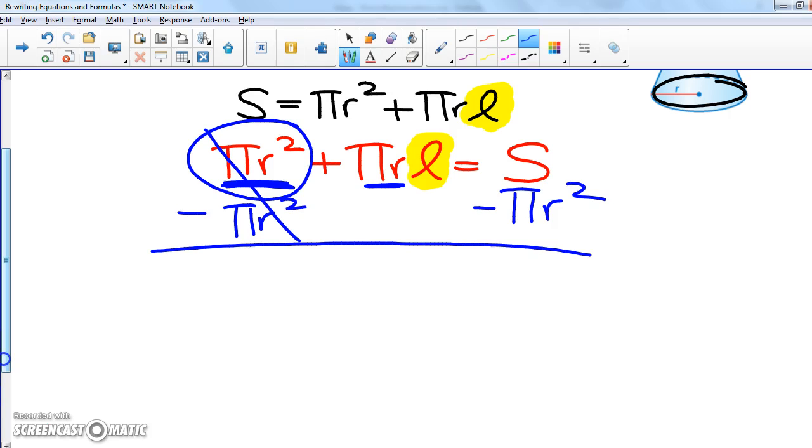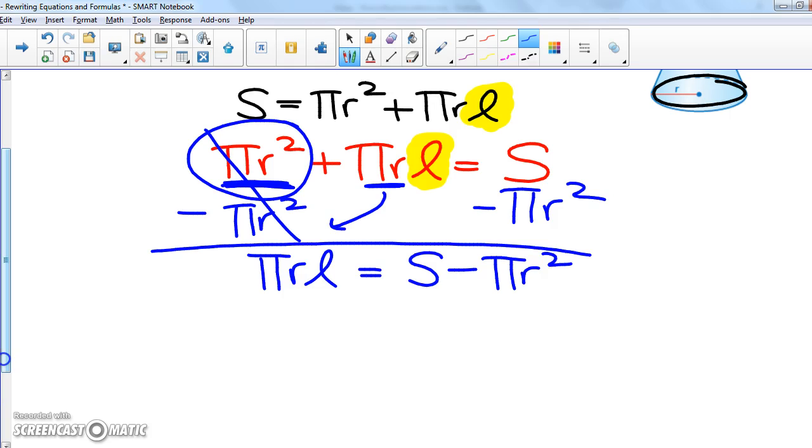And so on the left side, I have pi r L, right, from over here. I brought that down. And on the right side, the same rule applies. I have an S, and I have something with an r. Those things cannot go together. So I'm just going to write S minus pi r squared. Okay? So once again, you can't do anything with that. You can't combine them because they have different variables. One has an S, one has an r. So there's nothing you can do there.